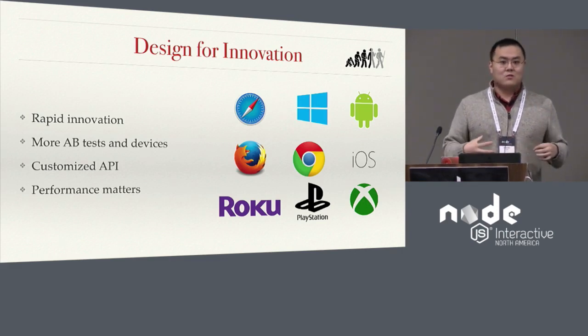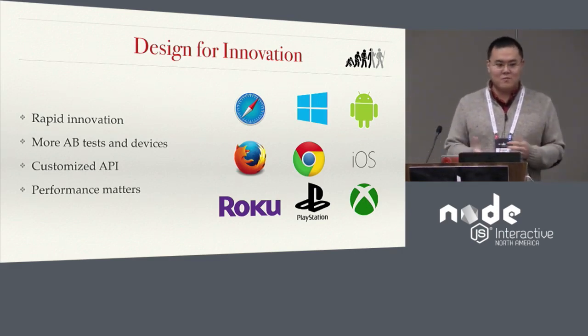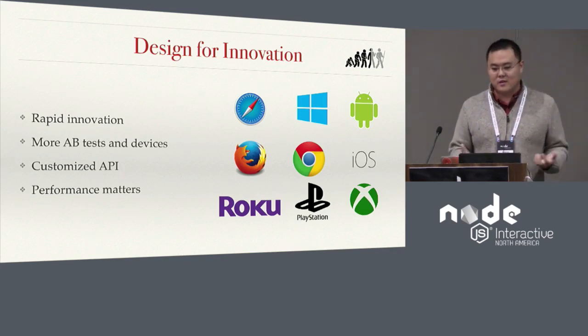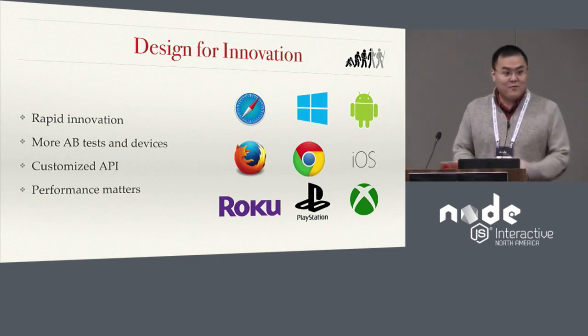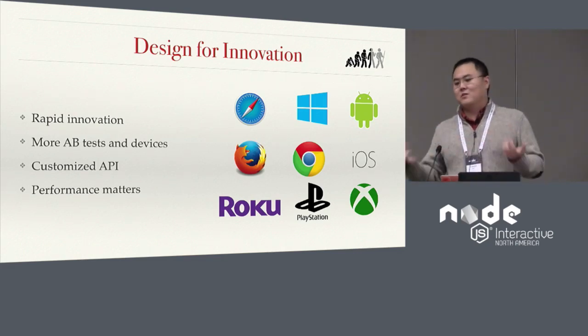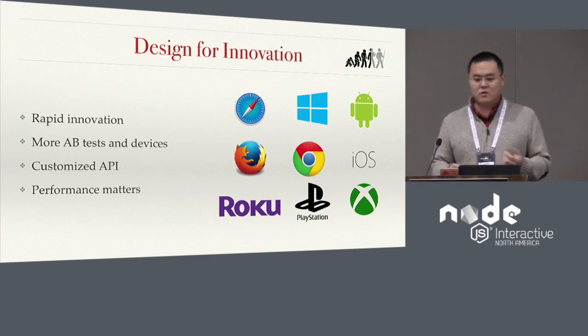So what we're optimizing for from an engineering perspective is rapid innovation. We want even more A/B tests to be able to holistically test the user experience. We want to make sure that we're available on every single device that's out there. Performance really matters. The faster you're able to load that stuff, the easier it is for you to consume the content and for our customers to enjoy the great content.